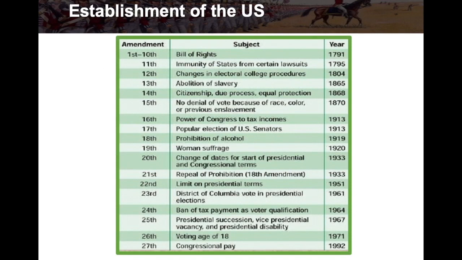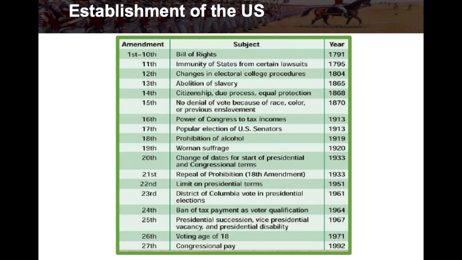11 is immunity of states from certain lawsuits. 12 is changes in electoral college procedure. 13, abolition of slavery. And you see the dates there on the right-hand side. That was 1865. The 14th Amendment, citizens, due process, and equal protections. 15th is no denial of vote because of race, color, or previous enslavement. 16th is the power of Congress to tax income.